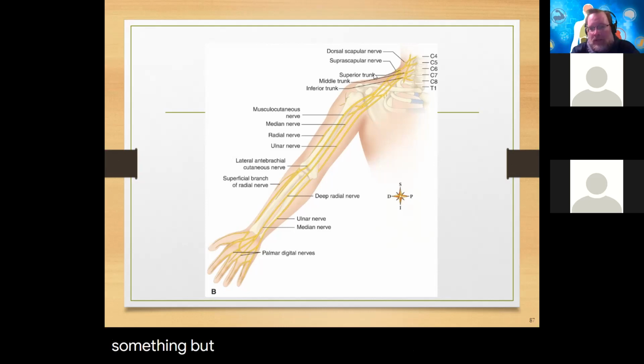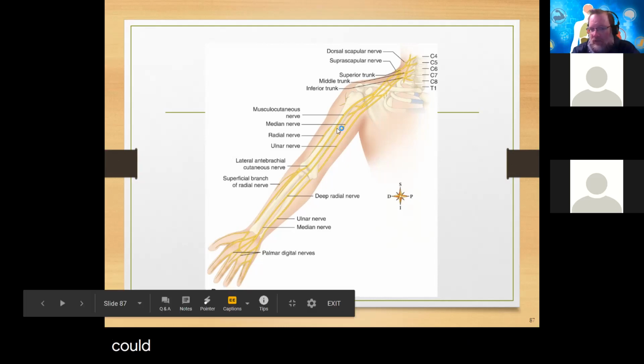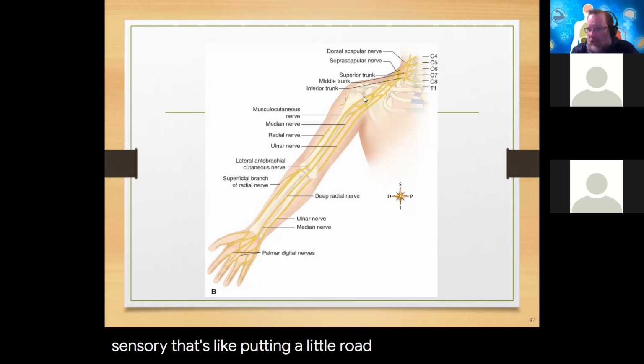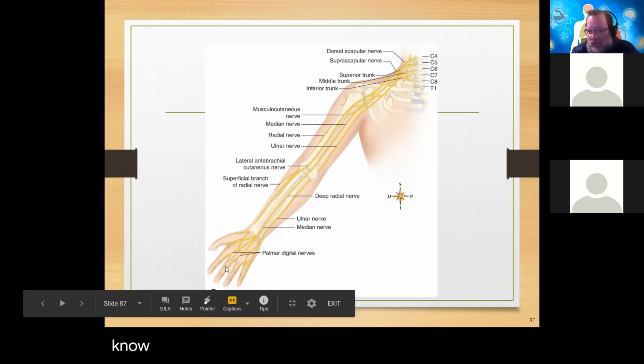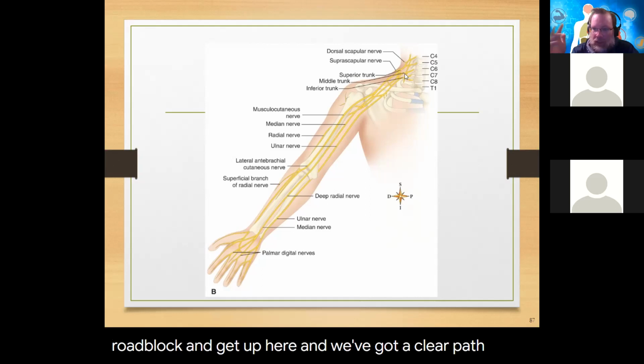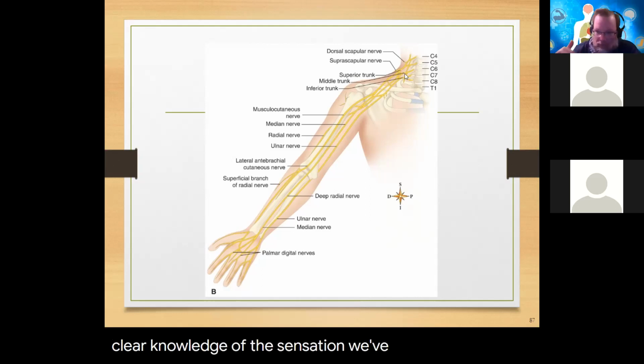But what that does is cause inflammation to build up in the soft tissue, and that can affect the flow of electricity down to here to get the muscles to function. It could also affect and impede the pathway and delivery of sensory. It's like putting a little roadblock in here and then expecting the signal of motor to get from up here all the way out to here without any issues. It's like expecting the sensory from out here to travel past that roadblock and get up here. And we've got a clear path and clear knowledge of the sensation. We've got a clear path and clear ability to create a motor movement.